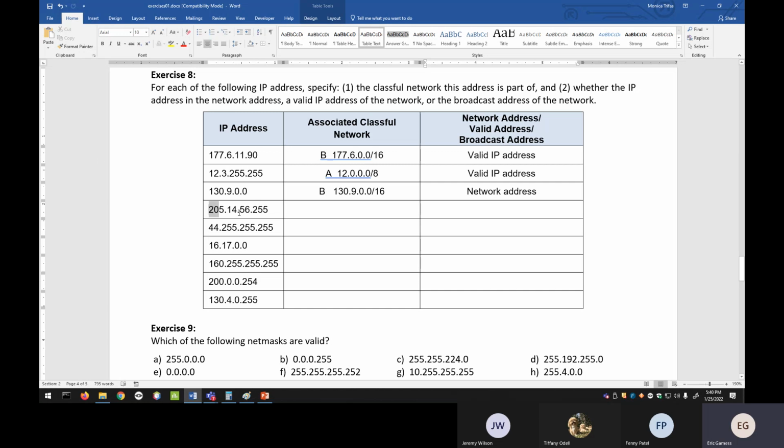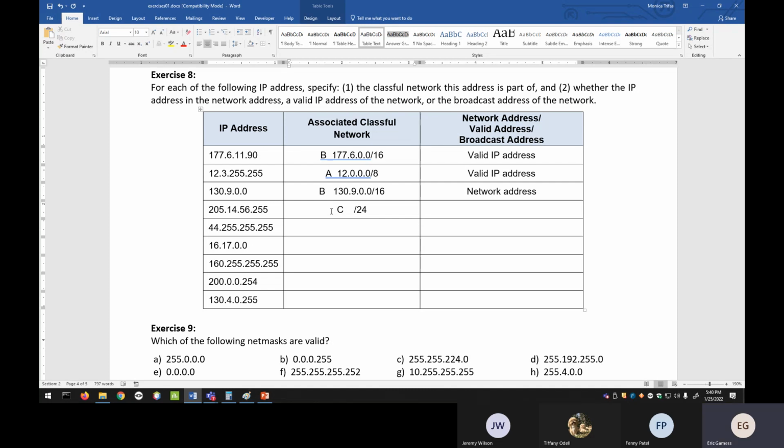What about this case? What class does this IP address belong to? A, B, or C? C, because the first byte, which is 205, is between 192 and 223. So this is an IP address that belongs to a class C network. Okay, we have many class C networks, so which class C network will it be? By the way, if I am a class C network, my net mask will be /24, which is 255.255.255.0.